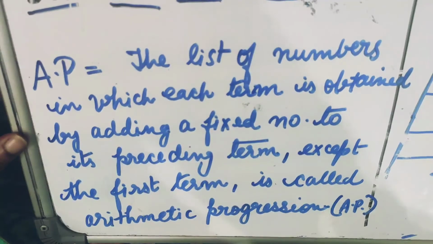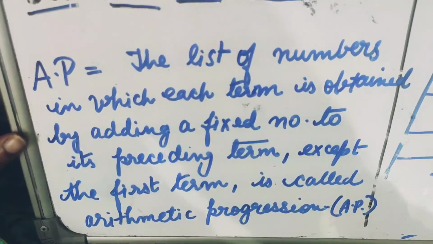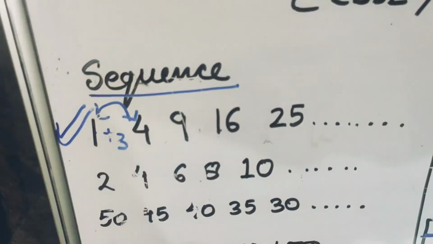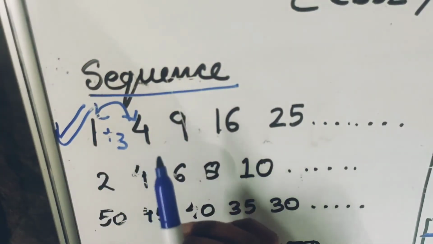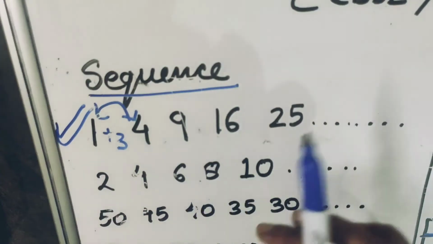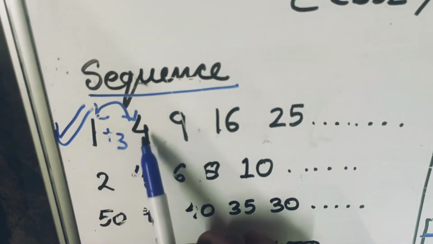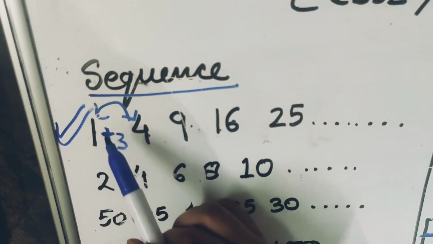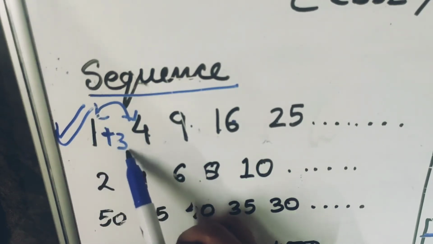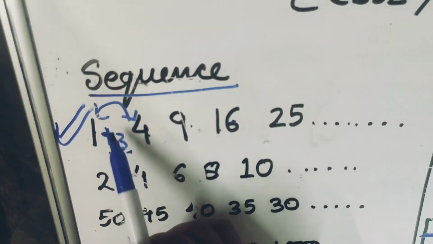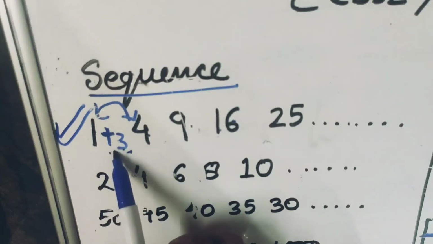In other words, we can say a list of numbers is called an arithmetic progression if and only if the difference of any term from its preceding term is constant, or a fixed number. Now here I have written a few lists of numbers. First is 1, 4, 9, 16, 25. If you find the gap between these numbers, the first one is 3. If you subtract the previous term from the next term, you will get plus 3.